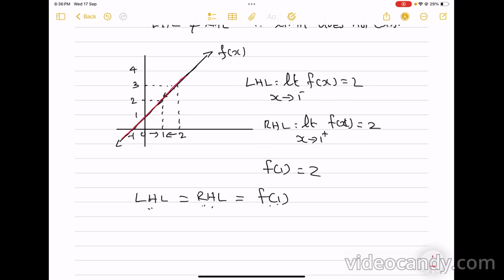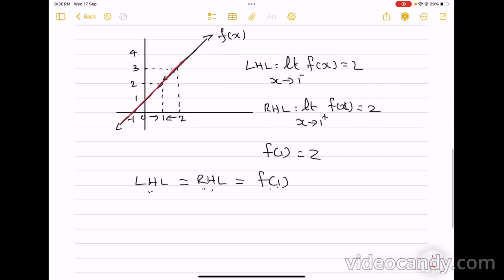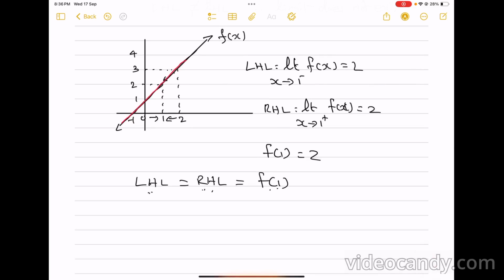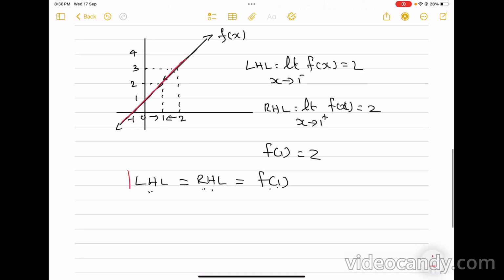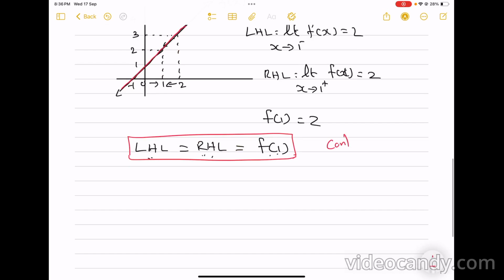How, calculation wise, will you say this? As per the formula, left hand limit equal to right hand limit, which is equal to f of 1 or f of c, whatever the place we are finding. This is the condition to check whether a function is continuous or not. This is the continuous function. So for that, left hand limit should be equal to right hand limit at any particular constant place where we are approaching the function.